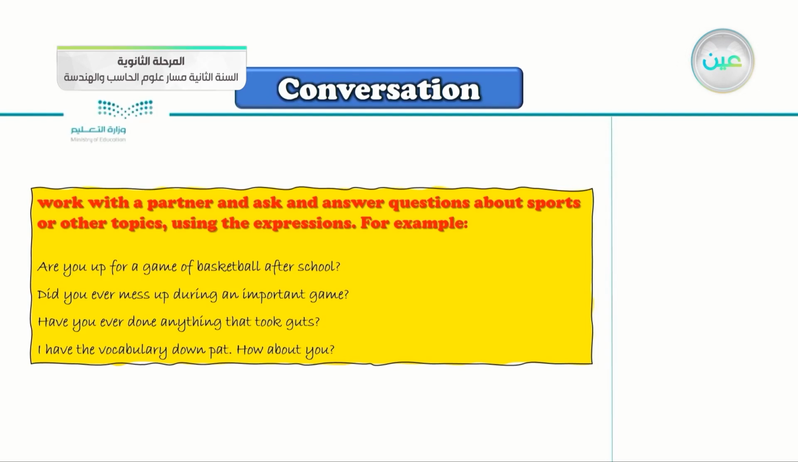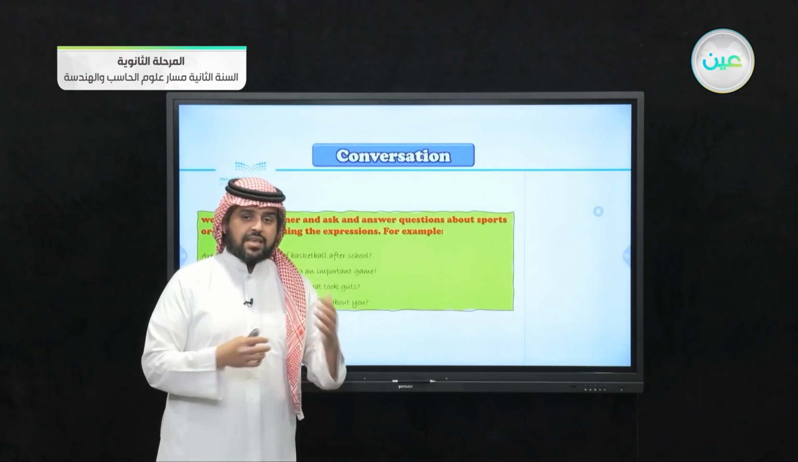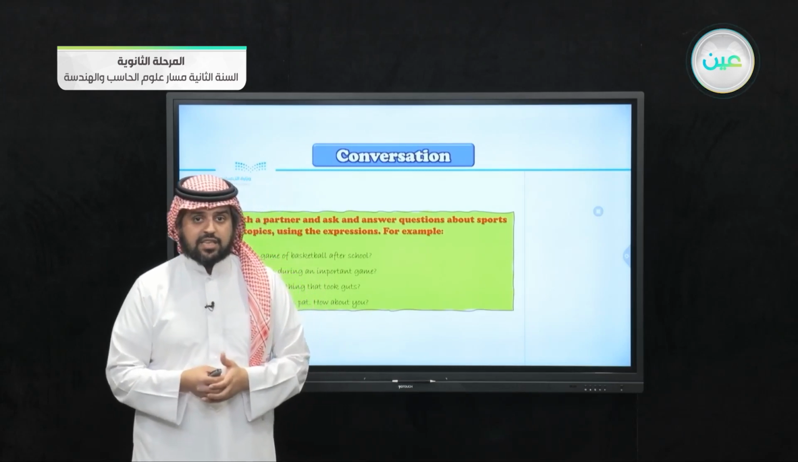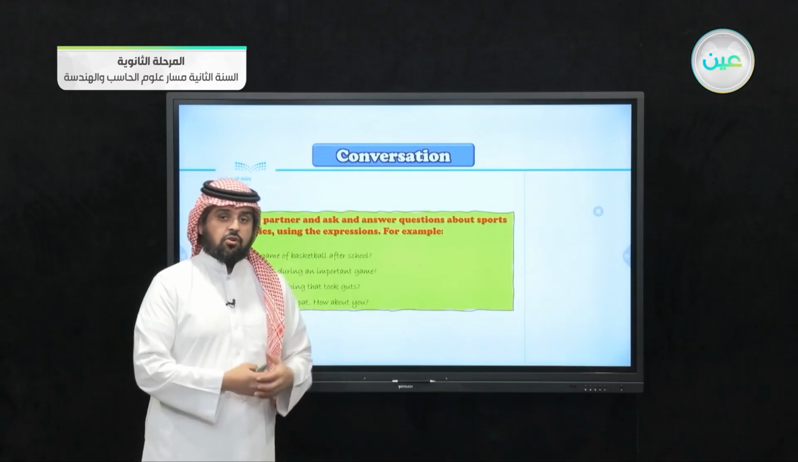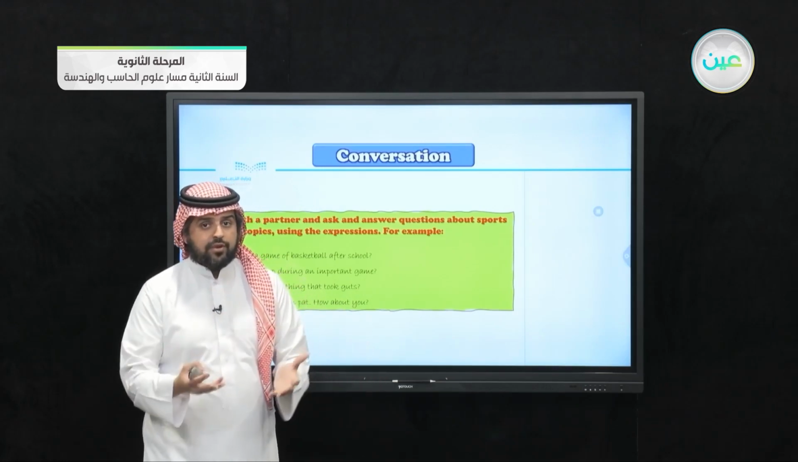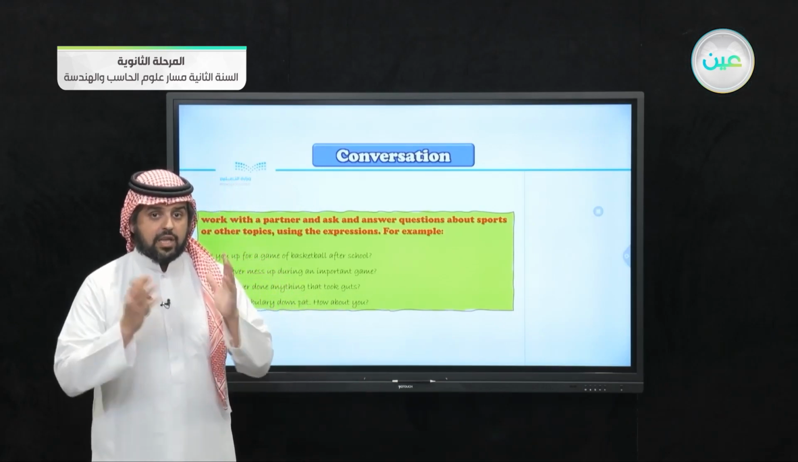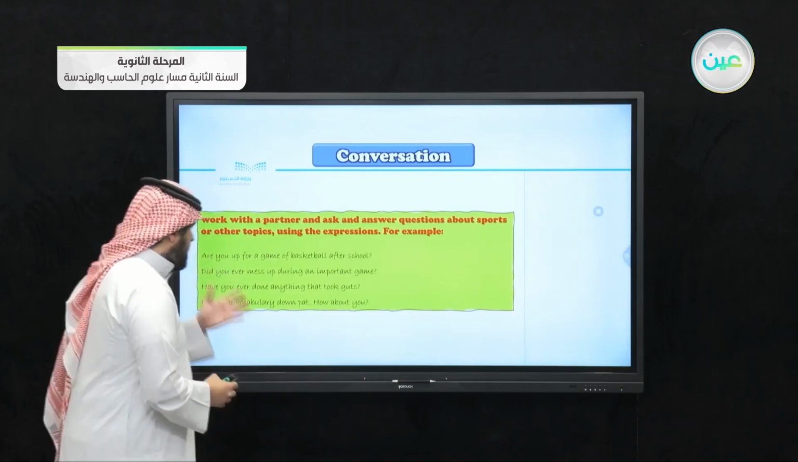Work with a partner and ask and answer questions about sports or other topics using the expressions. For example, are you up for a game of basketball after school? So these expressions that we took previously in the real talk, try to ask some questions using these expressions to your colleague. You want to say to your friend, you want to play basketball or football or maybe video games. So you ask him, are you up for a football game after school? Are you ready? So up for means ready, if you remember.